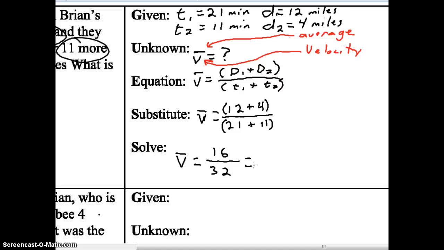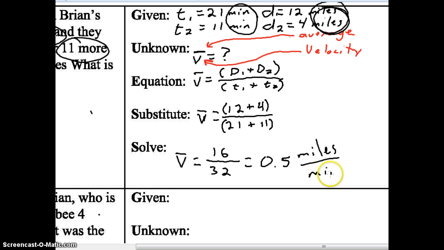Sixteen divided by 32 gives me 0.5. If you got 2 for this answer, you did it backwards. 32 divided by 16 is 2, but this isn't that problem. This is 16 divided by 32. So that's 0.5. And the units come from my problem. The units for distance and time are, in this case, miles for my distances up here, and minutes. So this is going to be miles per minute. 0.5 miles per minute. That's my total there.